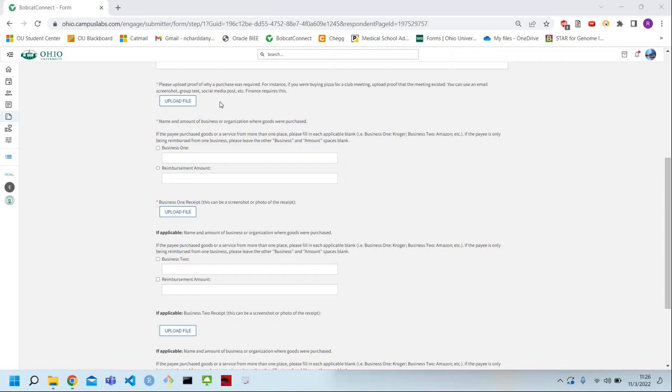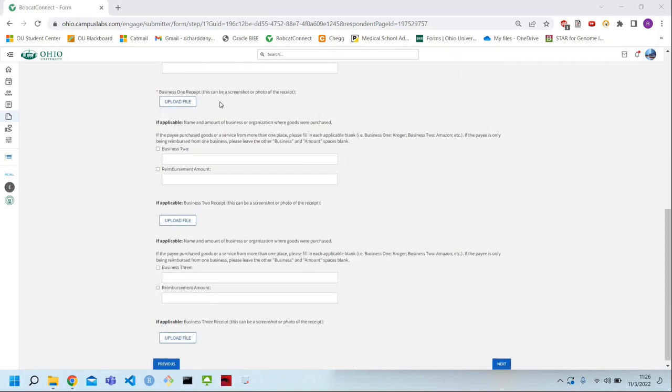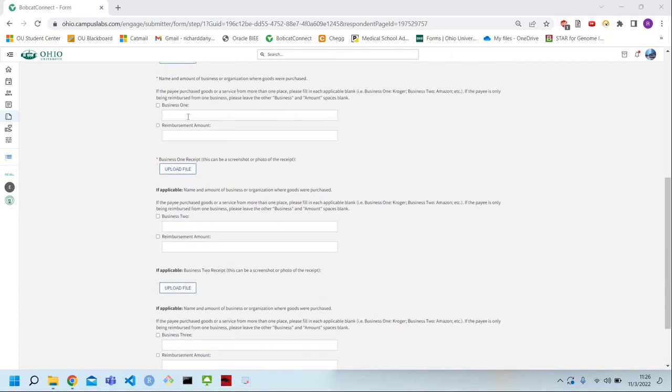And then you're going to need to include the information about the actual purchase itself. So if we were, say, buying pizza from Plus One Pizza, and our reimbursement amount was $19.99, okay?